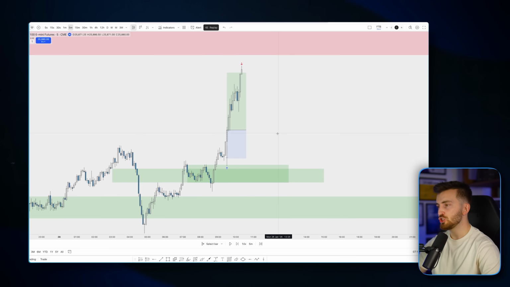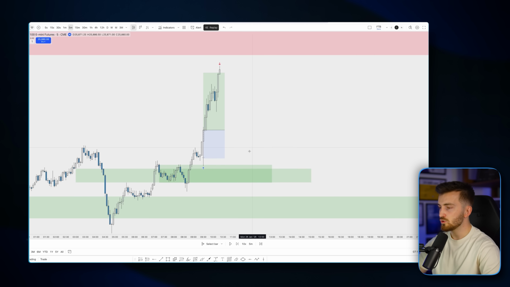I limit myself to just one winning trade per day, as I know that usually after a win or after a loss, this is where emotions come in. And the opportunity of taking these trades come multiple times per week, so we don't need to force any specific trade. So now let's go on to the next day.